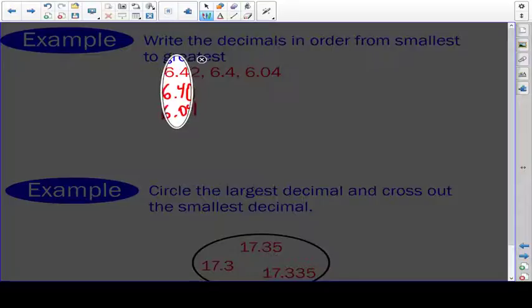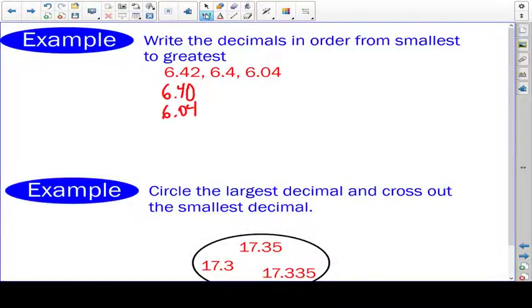We look at the second digit, and we have a 4, a 4, and a 0. So if we're writing these from smallest to greatest, the 0 is less than 4. So what that tells us is that this number here is our smallest number. So we can write that out here.